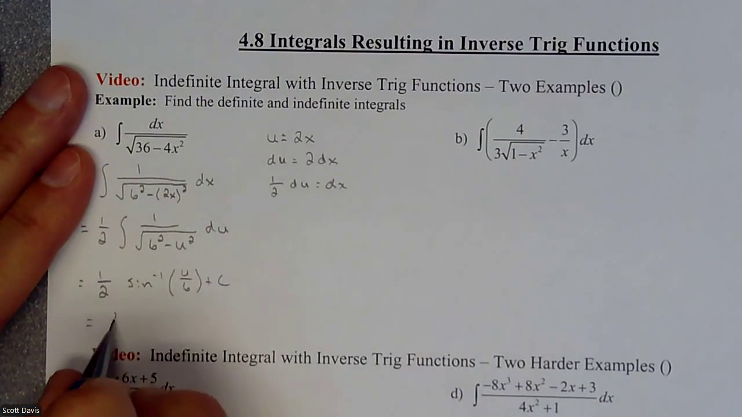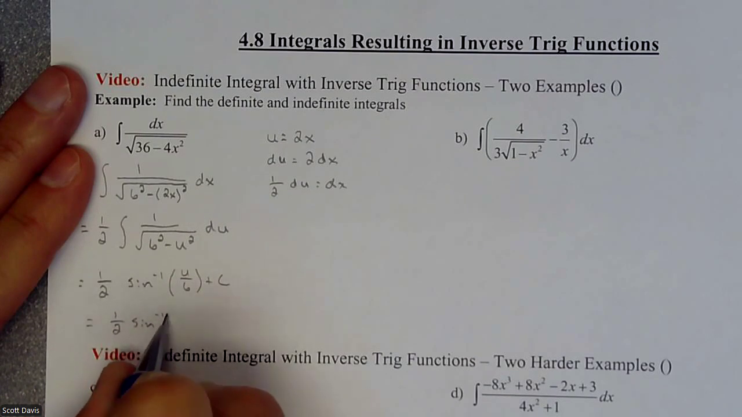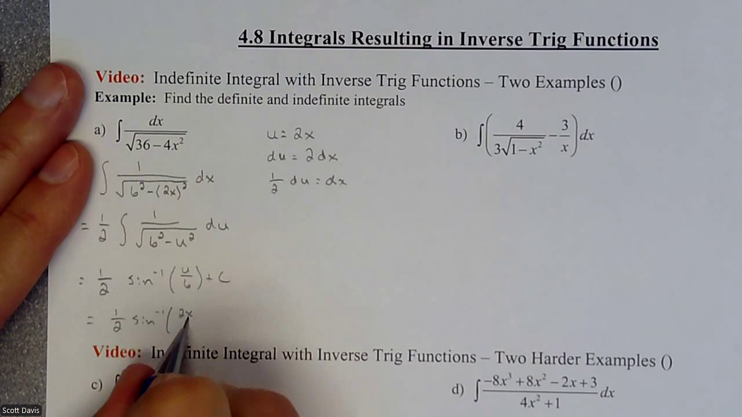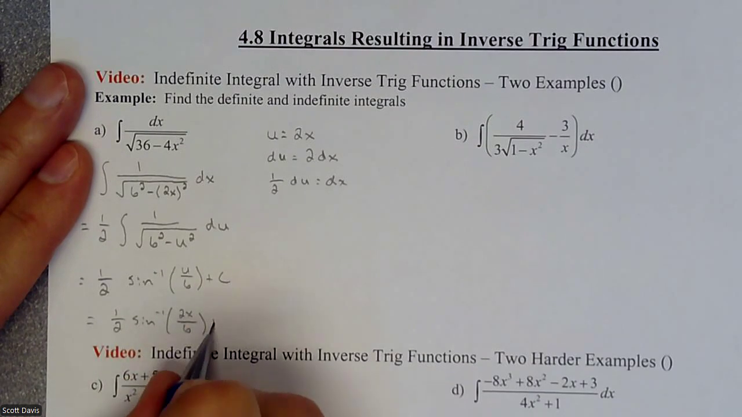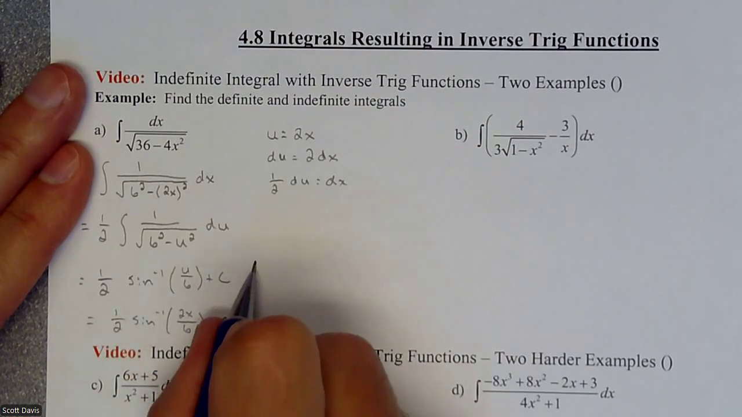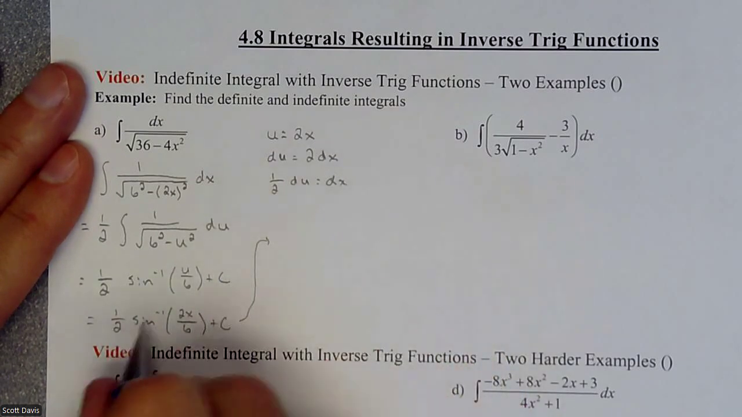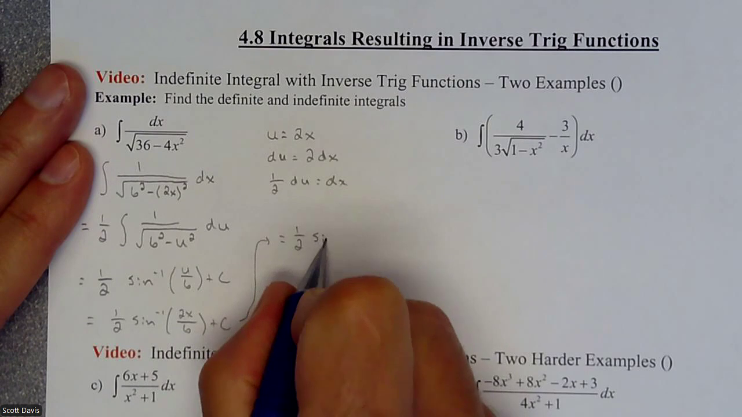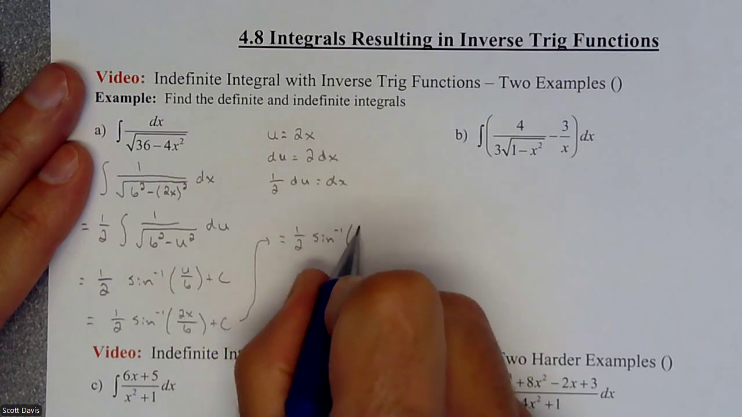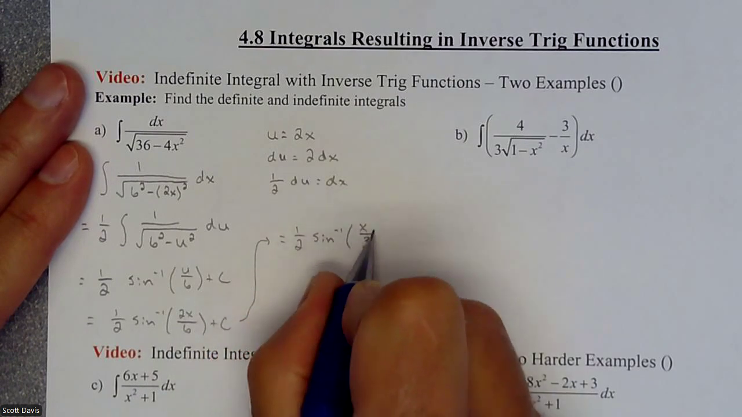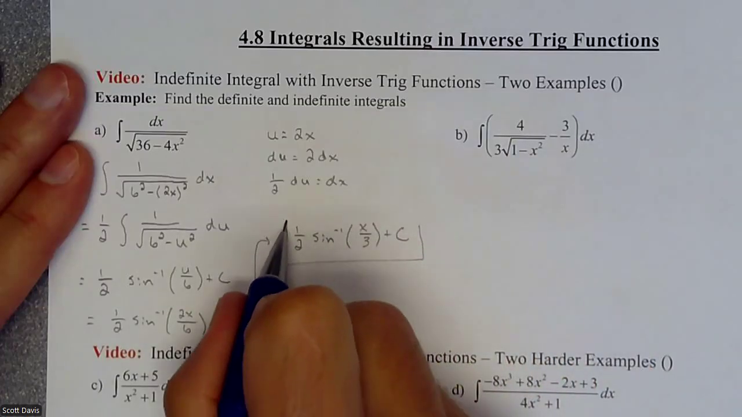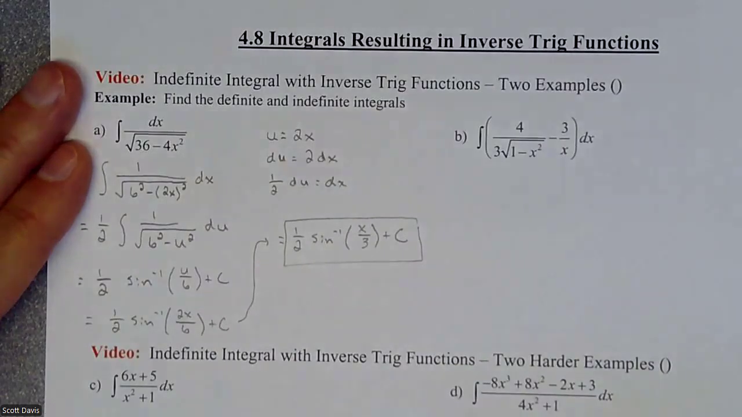And then one last version of this, almost one last: inverse sine. Our u is really 2x, so 2x divided by 6 plus c. And then we will write it one more time, simplified out: 1/2 inverse sine of x over 3 plus c. And that is how we work through that one.